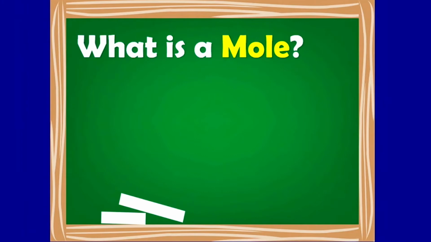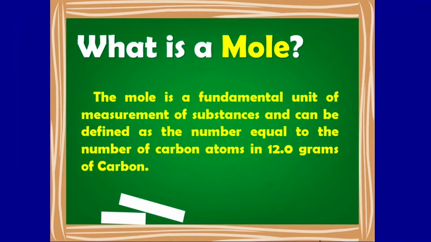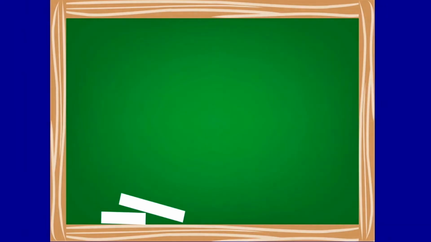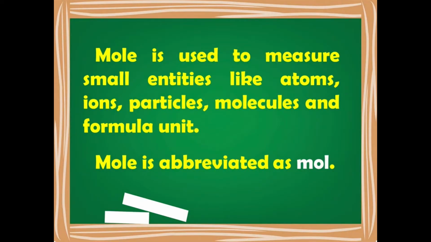What is a mole? The mole is a fundamental unit of measurement of substances that can be defined as the number equal to the number of carbon atoms in 12.0 grams of carbon. Mole is used to measure small entities like atoms, ions, particles, molecules, and formula units. Mole is abbreviated as mol.